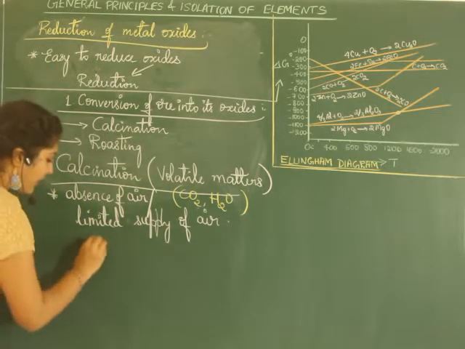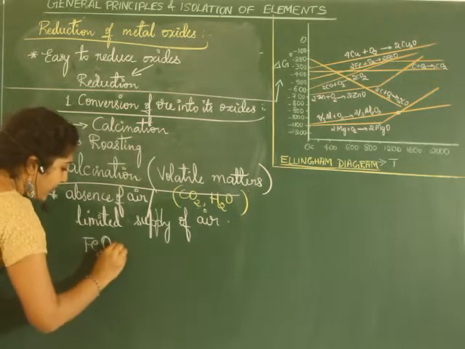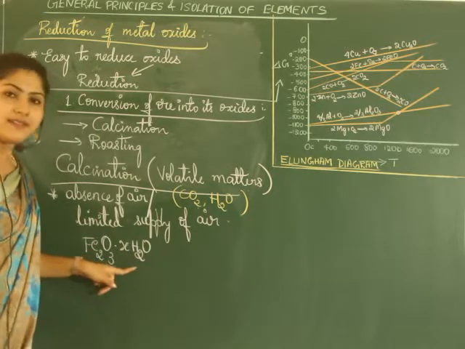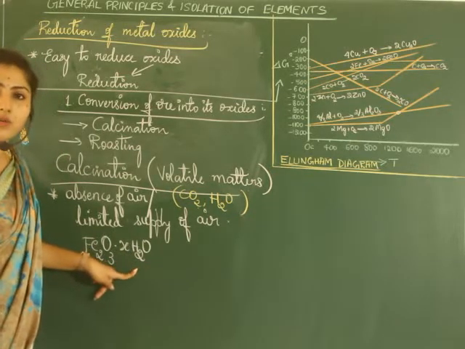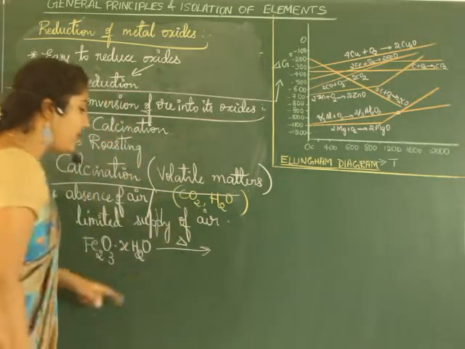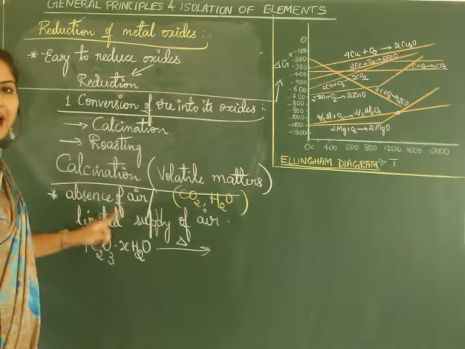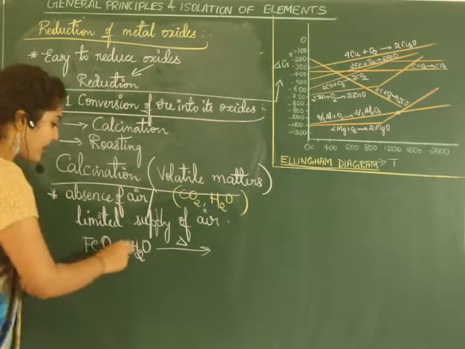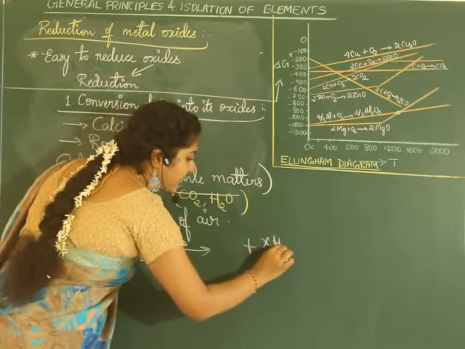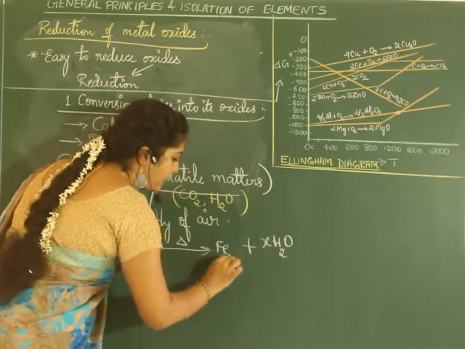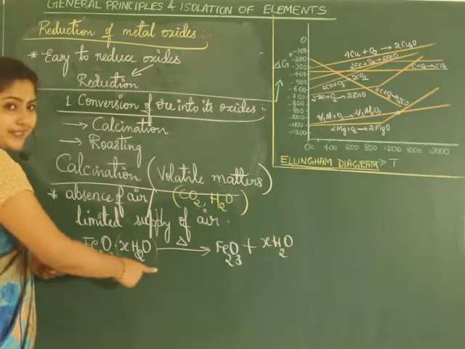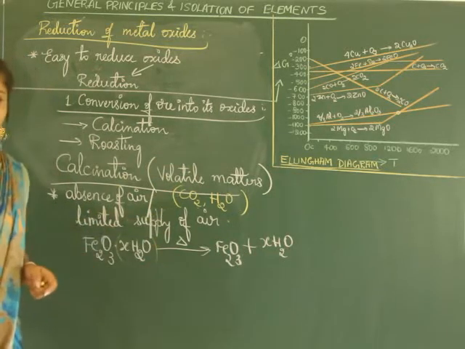Say Fe2O3·xH2O. This is an ore of iron which has volatile matter in it. It is water. Water is the volatile matter here. So what do we do? We heat it either in a limited supply of air or in the absence of air. So what happens? This part is volatile, right? That separates out. How does it separate? Plus xH2O, Fe2O3. Remember like this. Here you will have Fe2O3 and xH2O, with a plus sign.